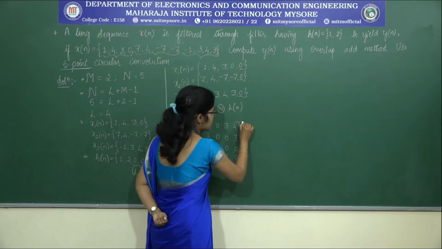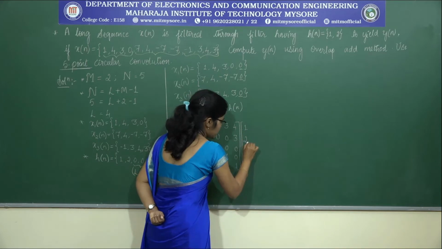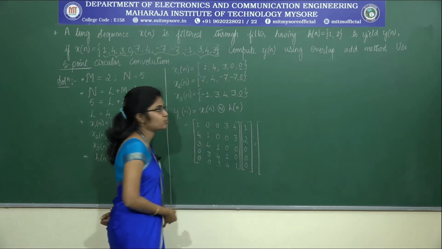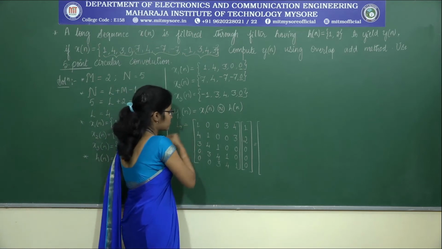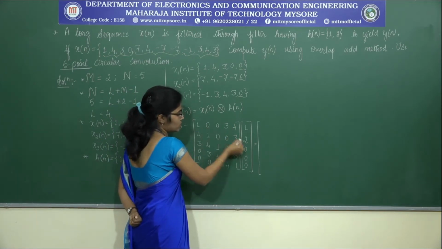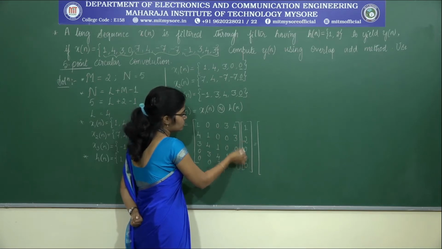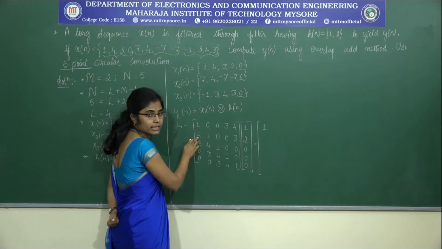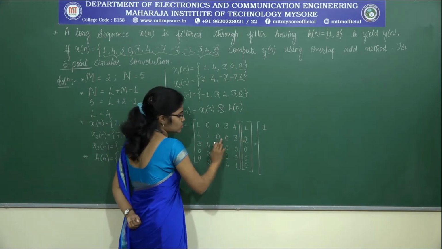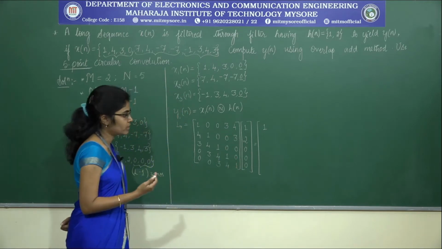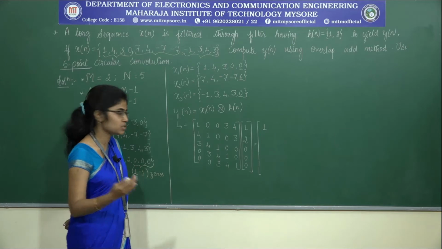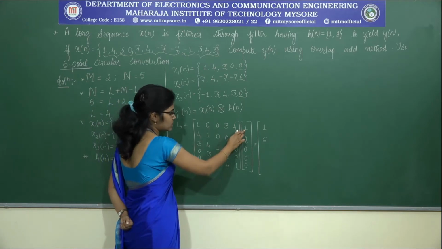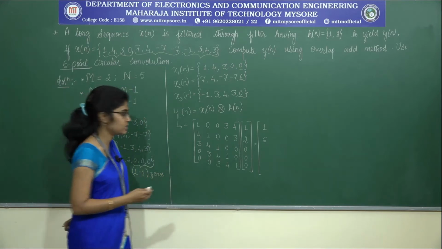Now what is h of n? h of n is nothing but equal to 1, 2, 0, 0 and 0. So I need to perform matrix multiplication. If I perform matrix multiplication, 1 into 1 is 1, 0 multiplied by 2 is 0, 0 into 0 is 0, 3 into 0 is 0, 4 into 0 is 0. So we are left with only 1. So the first element is 1. Again coming to the second row, 4 into 1 is 4, 1 into 2 is 2, 0 multiplied by 0 is 0. So we get only 4 into 1 plus 1 into 2. So 4 plus 2 is 6. So 6 is the second element. Similarly, coming to the third row, 3 into 1 is 3, 4 into 2 is 8. So 3 plus 8 is 11.